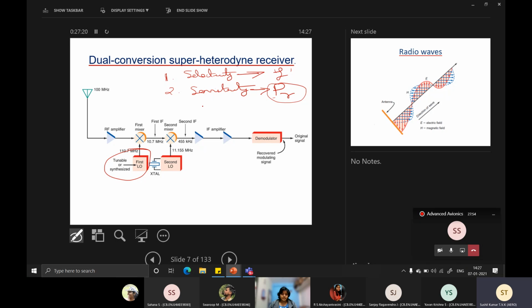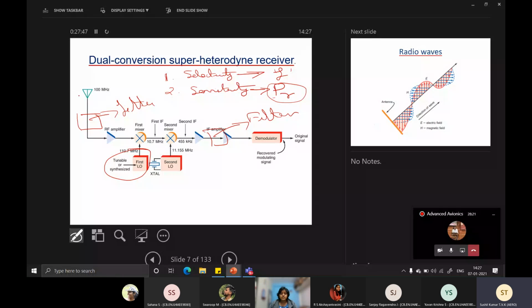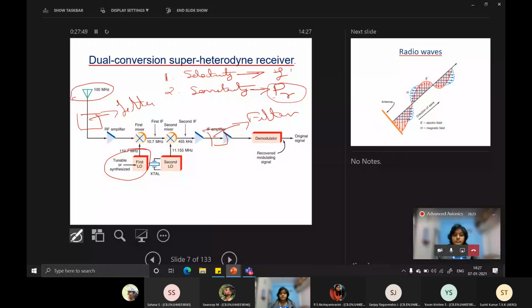In fact, the selectivity part also comes in this stage. There will be some filters which will ensure that you don't select some unwanted frequencies. And this filter can also come here. At this stage also you can have a filter. At different stages you have a filter, and then try to select the signal, which will again depend on this antenna gain, then your RF amplifiers and all this stuff.